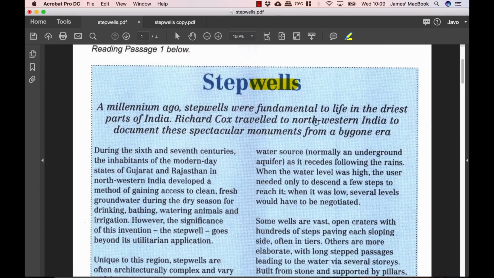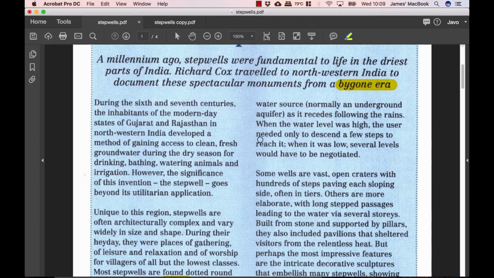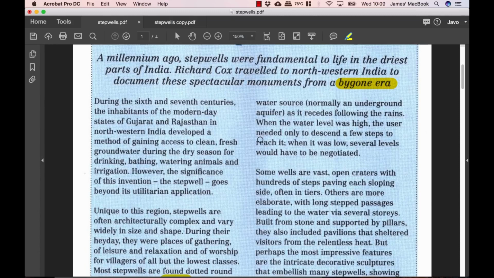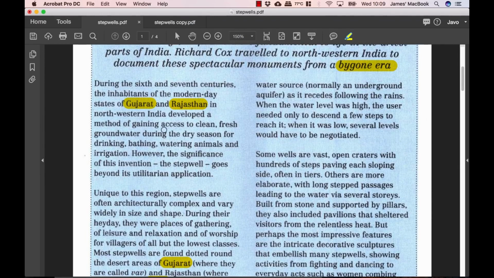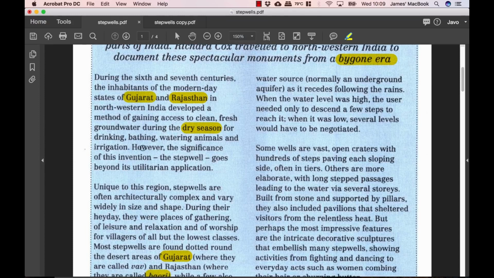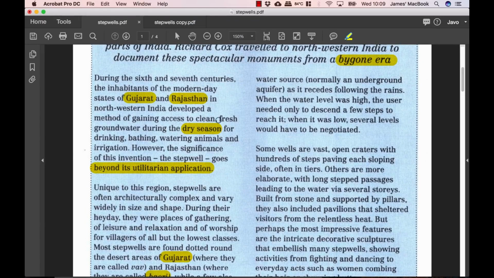Richard Cox travels to the northwestern part of India to document these spectacular monuments from a bygone era, an era that's no longer valid these days. Okay, so during the 6th and 7th centuries, the inhabitants of the modern-day states of Gujarat and Rajasthan, those dry areas in northwestern India, developed a method of gaining access to clean, fresh groundwater during the dry seasons, for bathing, watering animals, and irrigation. However, the significance of this invention, the step well, goes beyond its utilitarian application. Okay, that's the first paragraph.